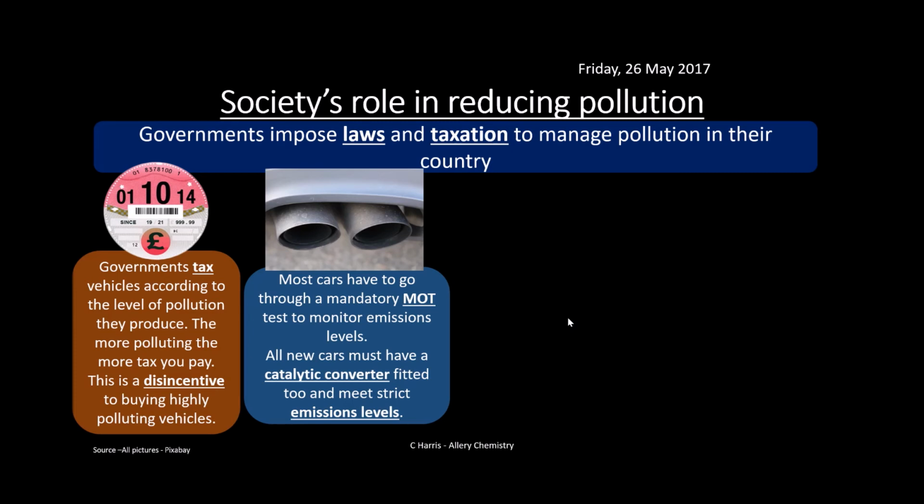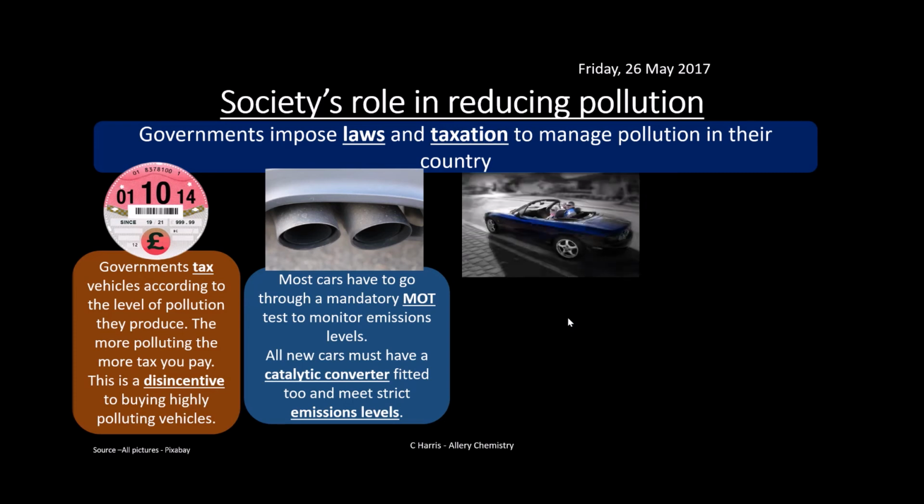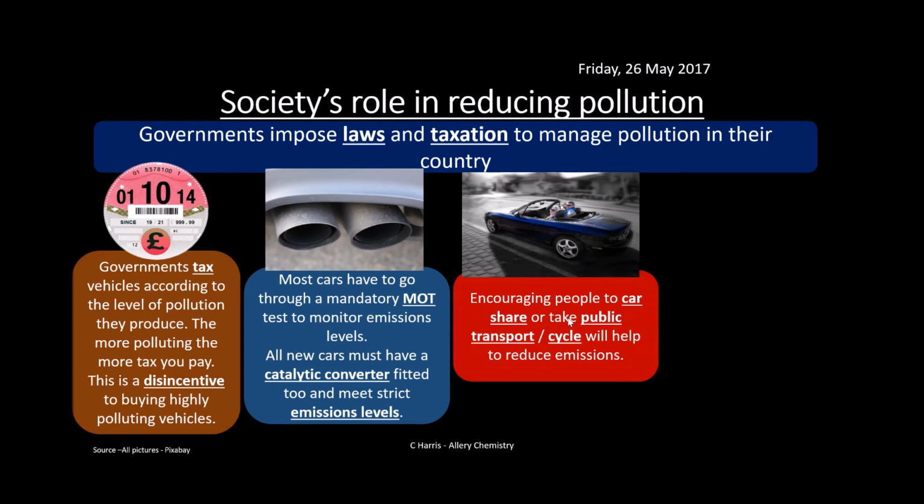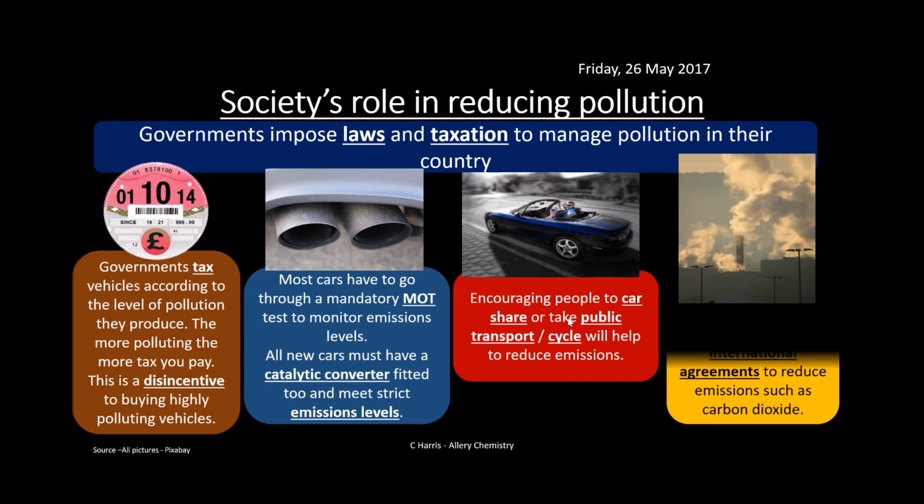Some older vehicles, really older vehicles, may not have a catalytic converter, but the ones that go on the roads do. Another thing actually is encouraging people to share the car, or take public transport or cycle to work. Obviously, this is reducing the levels of vehicles on the road. Taking a bus instead, which can carry 60 odd people, is better than having 60 different cars on the road.